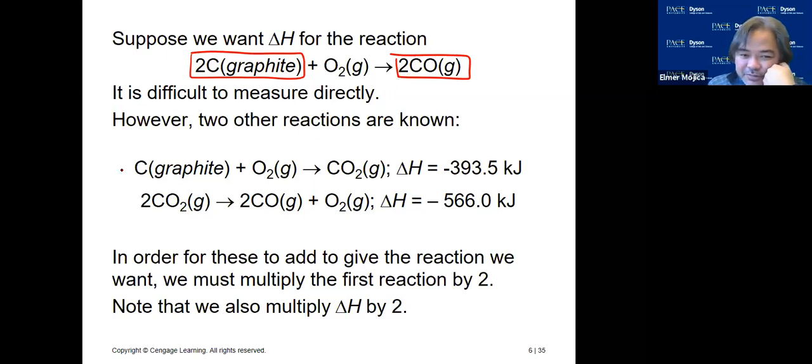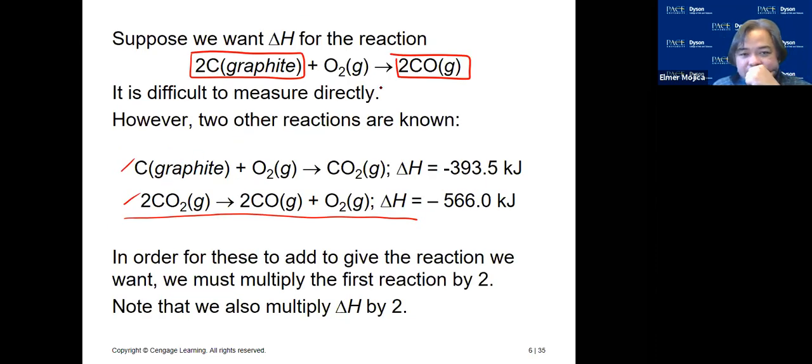But what you know is you have this reaction. So two graphite plus oxygen producing CO2. And then two CO2 producing CO and O2. So you try to add them until such time you're going to get this overall equation. Okay, so if we're going to do that, what are we going to do here?